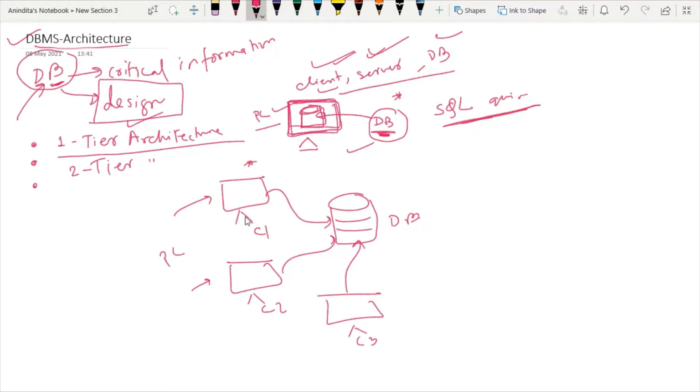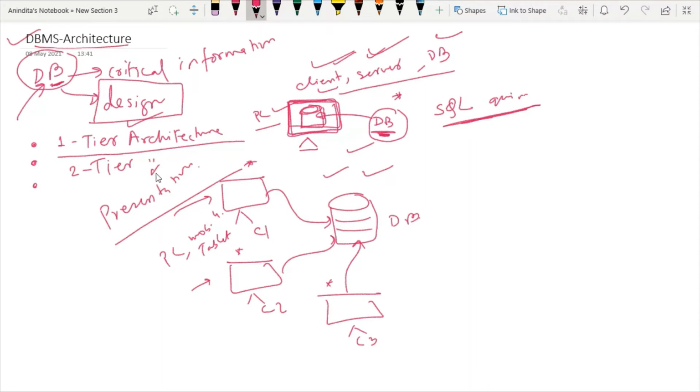The client machine need not always be a PC. It may be a mobile or a tablet. Whatever it may be, there will be one layer known as the presentation layer, which runs on the PC, mobile or tablet. Data is stored in the server, which is called the second tier. So you have one server layer and one presentation layer. That's why it is known as two-tier architecture.